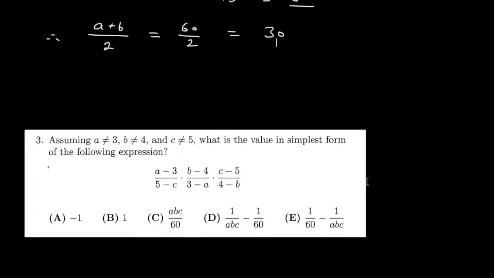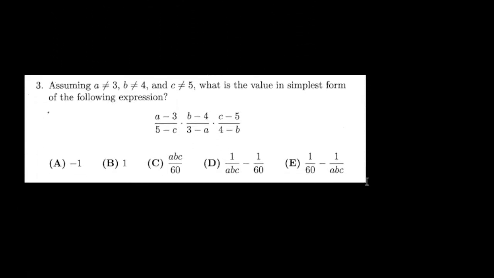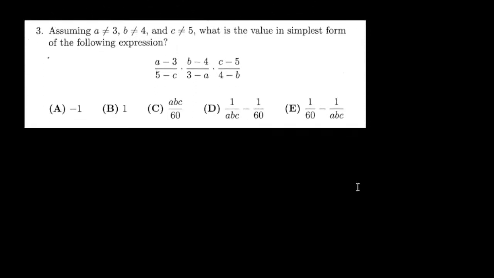Okay, now the third question. Assume A not equal to 3, B not equal to 4 and C not equal to 5. What is the simplest form? So here we have to simplify. Now if you see, they are in multiplication, so A minus 3. Now what I will do, in this denominator 5 minus C, I will take the minus sign common and write C minus 5. Now why am I doing that? Because if you see the numerators, in all the numerators your variable is first. So now second is B minus 4.